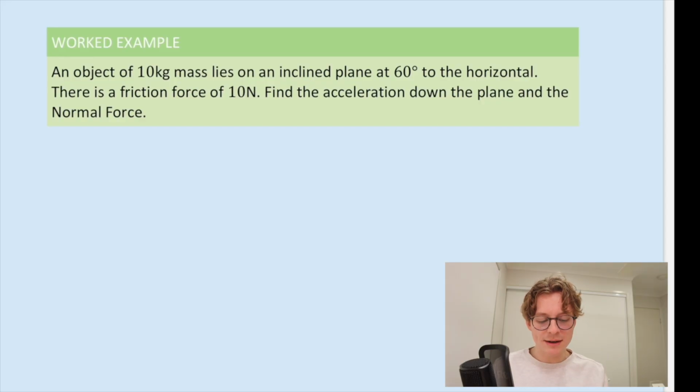So I have a 10 kilogram object. It's on an inclined plane at 60 degrees to the horizontal, so it's incredibly steep. There's friction of 10 newtons. Find the acceleration down the plane and the normal force.